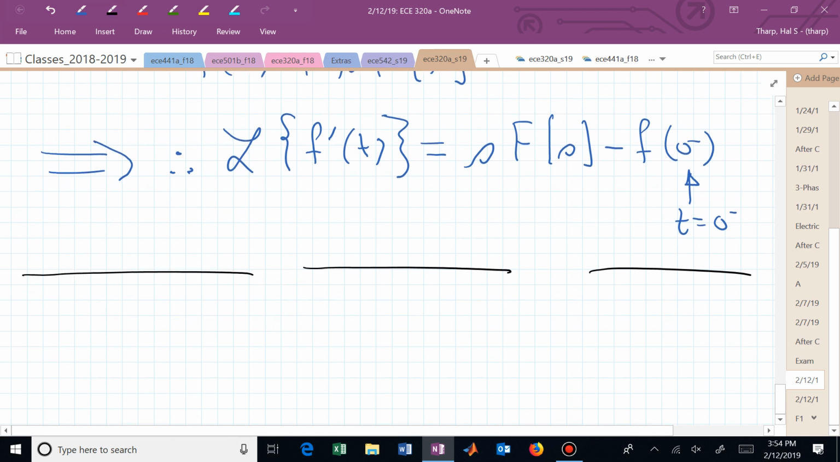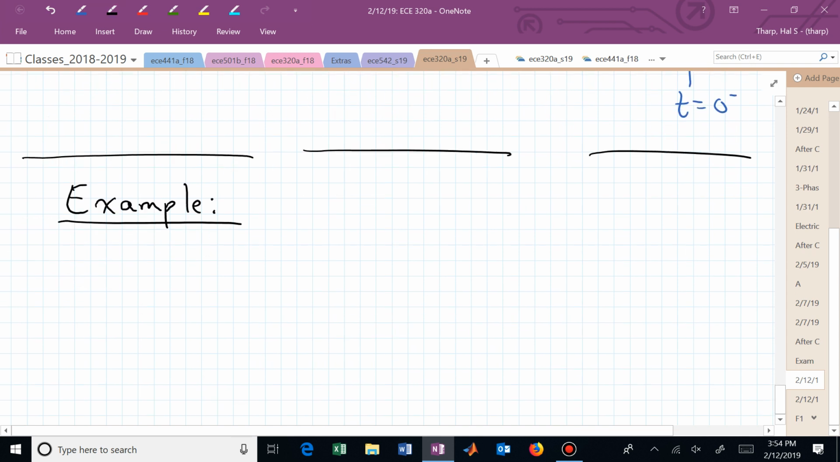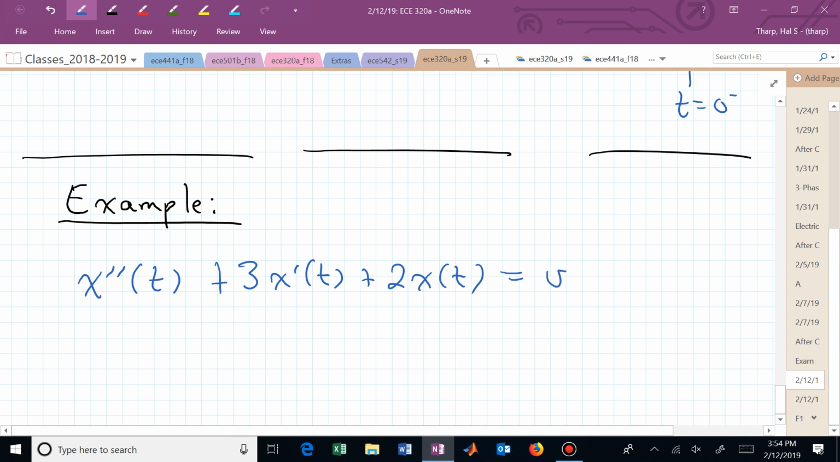Let's now look at an example or an application of this Laplace transform of a derivative. Suppose that now somebody gives you x double prime, the second derivative of x with respect to time, plus 3 times the first derivative of x, plus 2 times the waveform itself, equaling v of t.